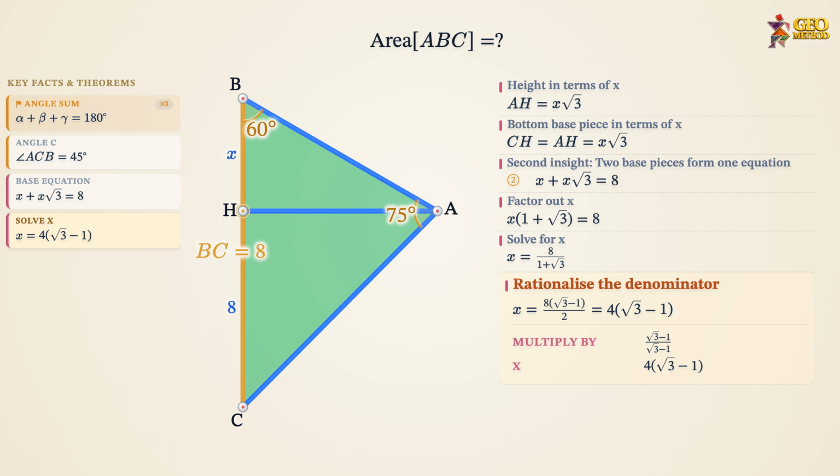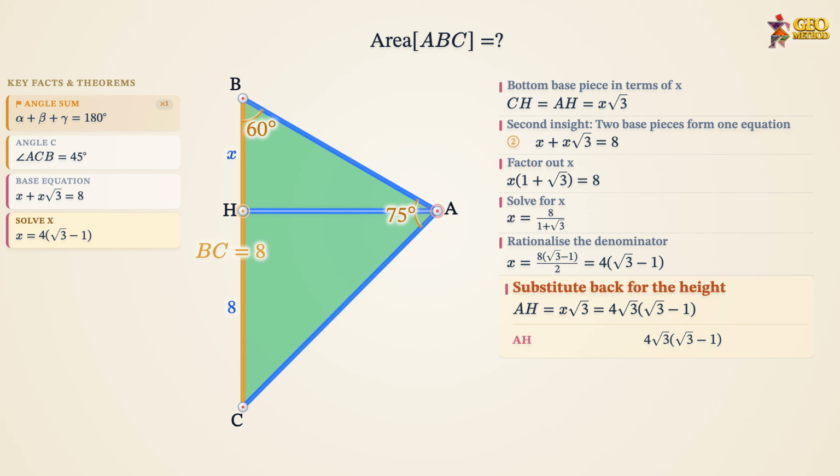Multiply top and bottom by the square root of 3 minus 1. The bottom becomes 3 minus 1, which is 2, and the top becomes 8 times the square root of 3 minus 1. Halving gives X equals 4 times the square root of 3 minus 1, about 2.93.